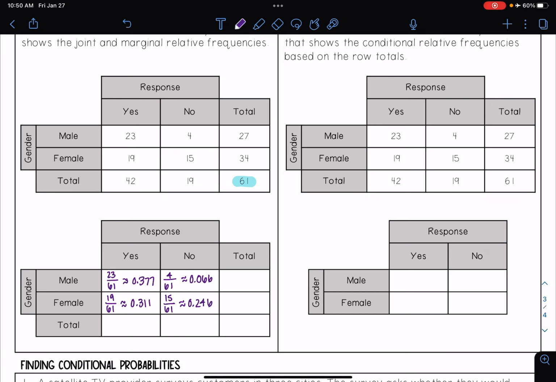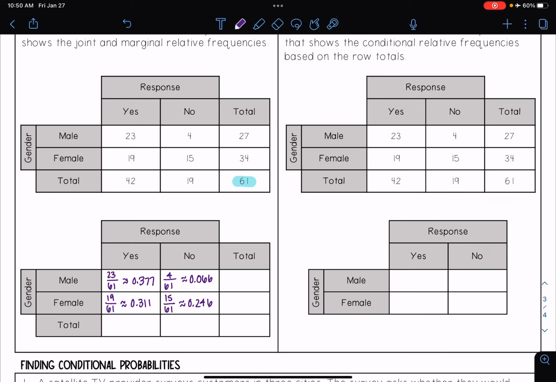And then I just need to add across and down below to find those marginals. So if I do 0.377 plus 0.066, I get 0.443. 0.311 plus 0.246, I get 0.557. And then when I add up above, I see that equals 1. So I know that part is correct.